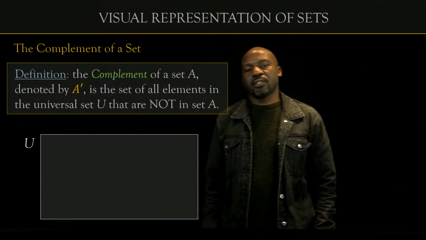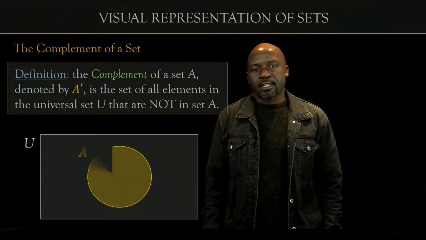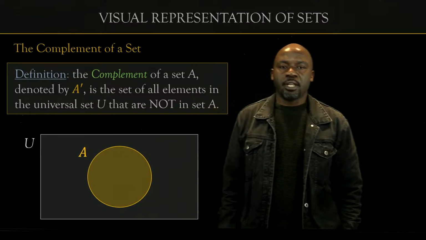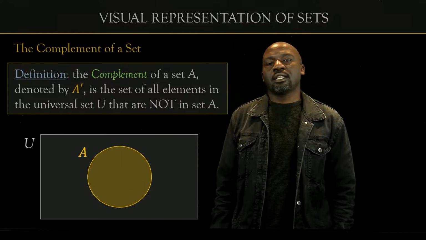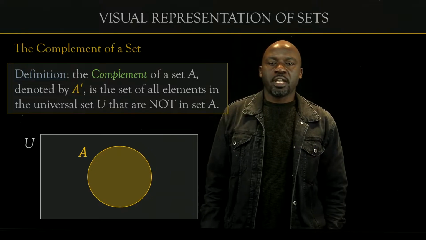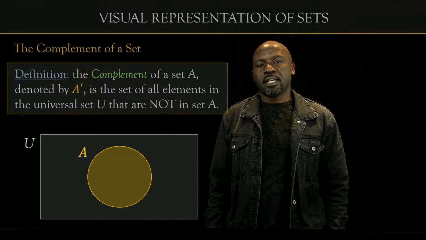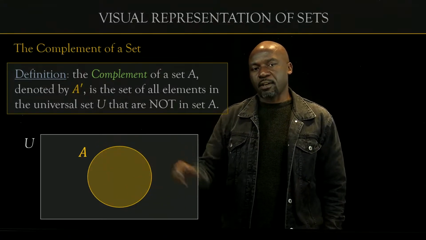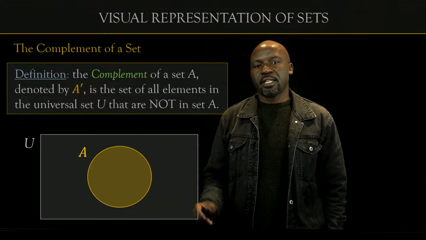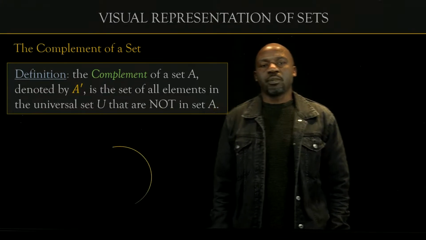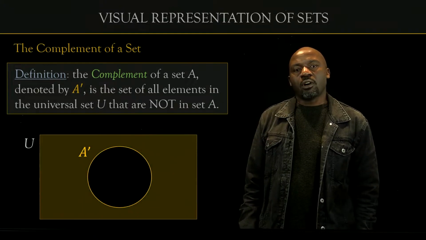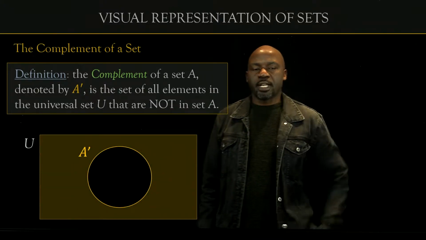If that's the universal set, then what I've drawn there, the yellow circle, represents everything that is in set A. In which case, everything that is not in set A would be outside that circle. It's inside the universal set, but it is outside the circle. And we can represent that this way. So the complement of the set would then be represented like that.